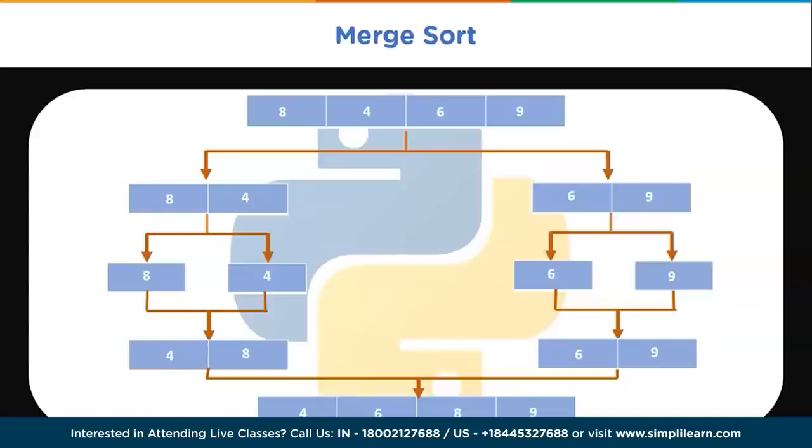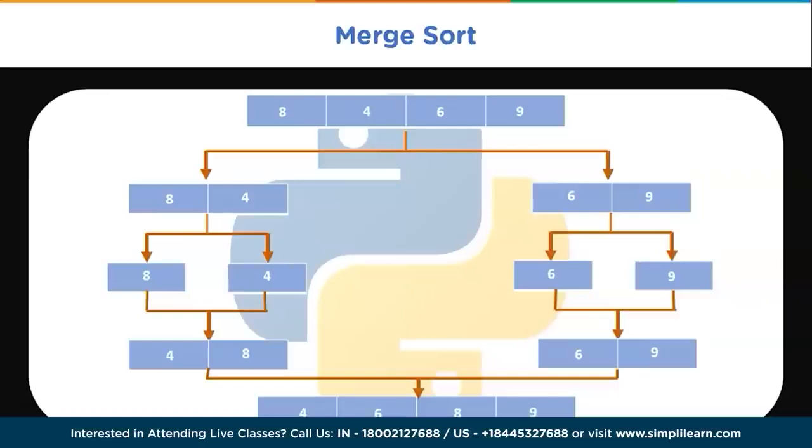Now you start merging the individual elements in a sorted fashion. So first you will compare 8 and 4. Now 4 is less than 8, so you swap and put 4 first and 8 at the second position. Similarly, when you compare 6 and 9, 9 is greater than 6, then the order of this particular set remains as is. 6 and 9 are taken into the new array.